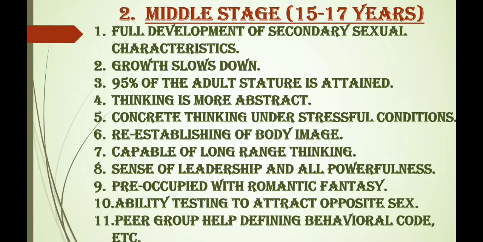Then coming towards the next stage, that is the middle stage. In this, there will be full development of secondary sexual characteristics. Growth will slow down. 95% of adult stature will be attained. Thinking will become abstract now.